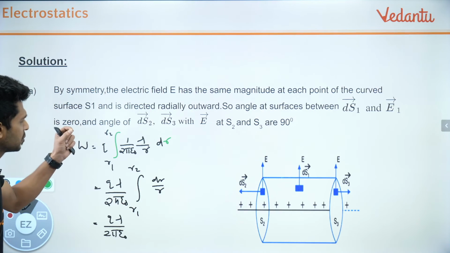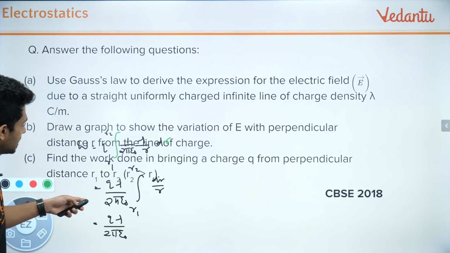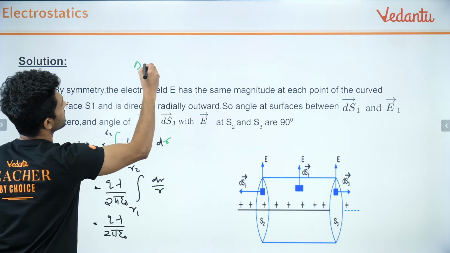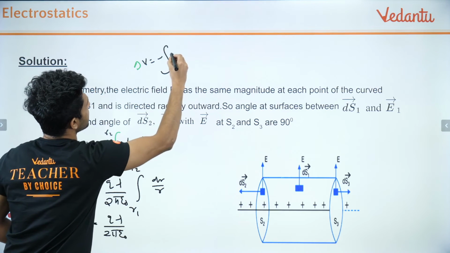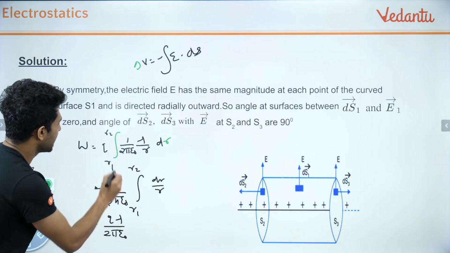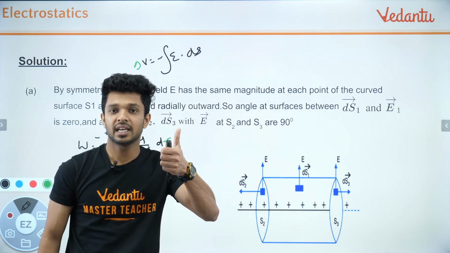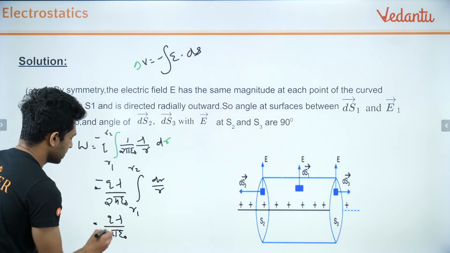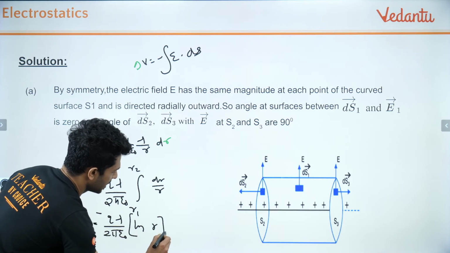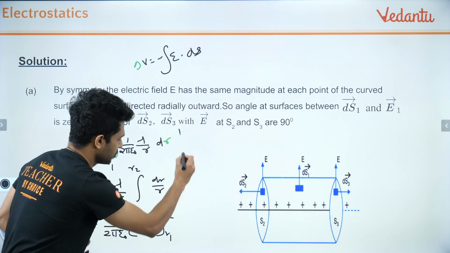Sorry, there was a small mistake in this particular thing. What was that? Delta V's formula is equal to negative of integral E dot ds. So I forgot to add that negative. I forgot to tell that. So I'm adding a negative sign everywhere. I hope nobody is having a doubt on this, right? That was a basic. So negative is there, negative is there. This is ln r with upper limit r2 and lower limit r1. Let me move forward.